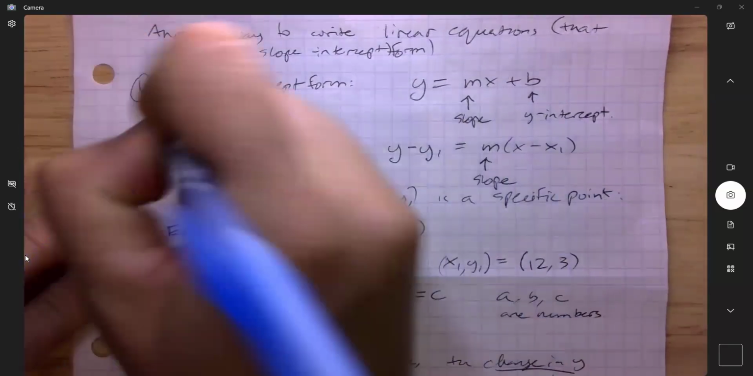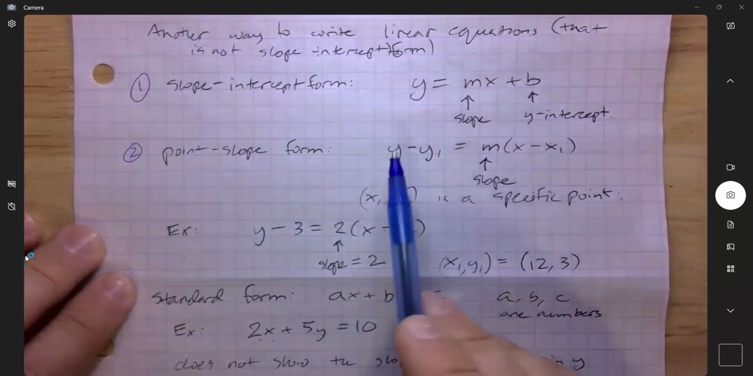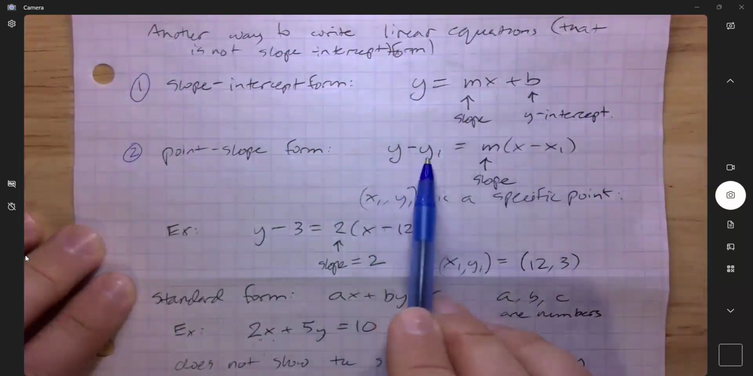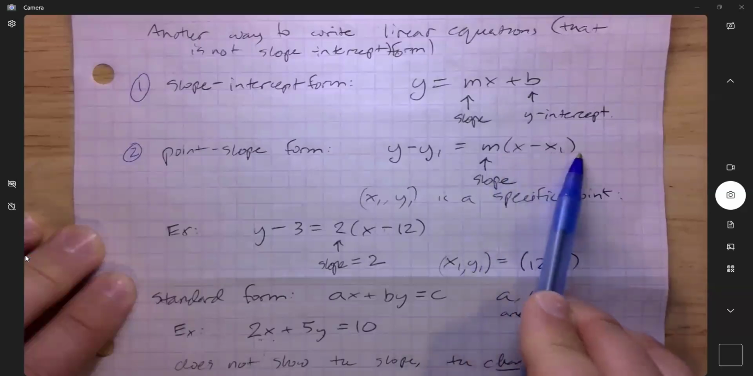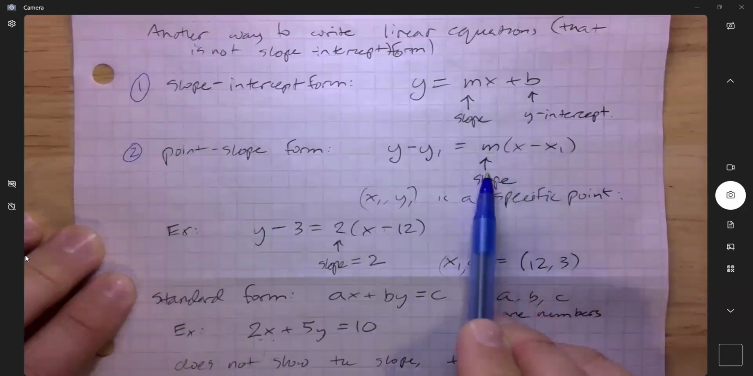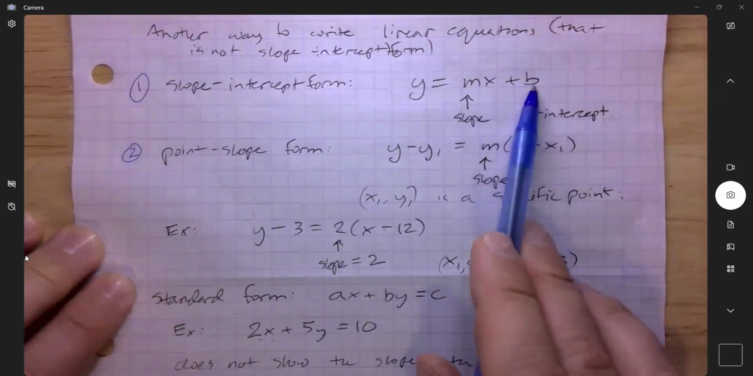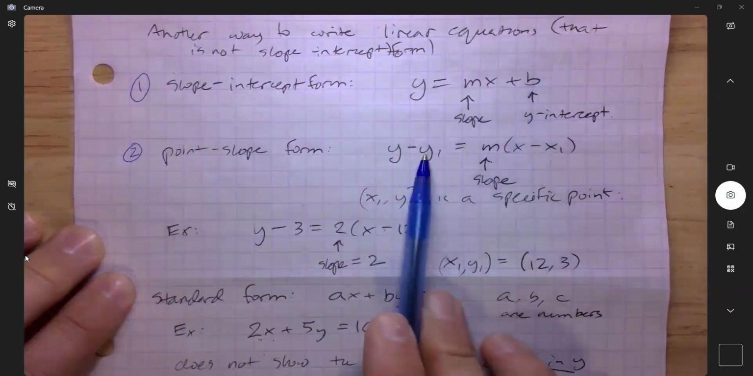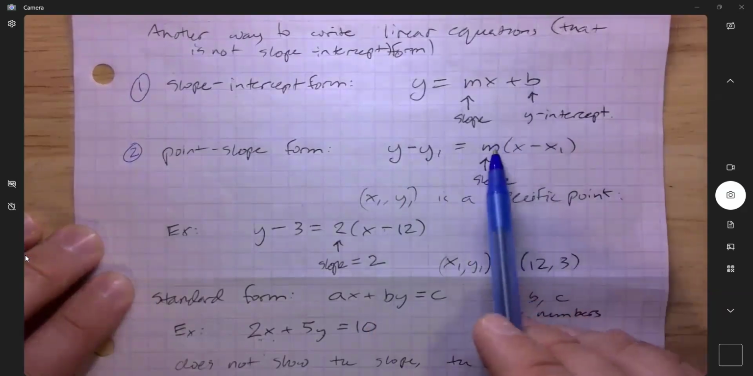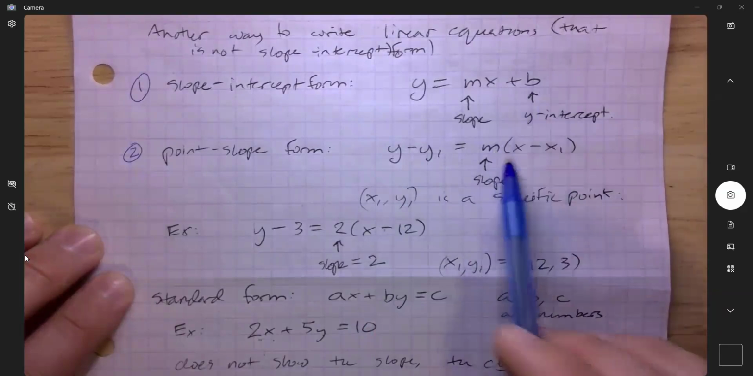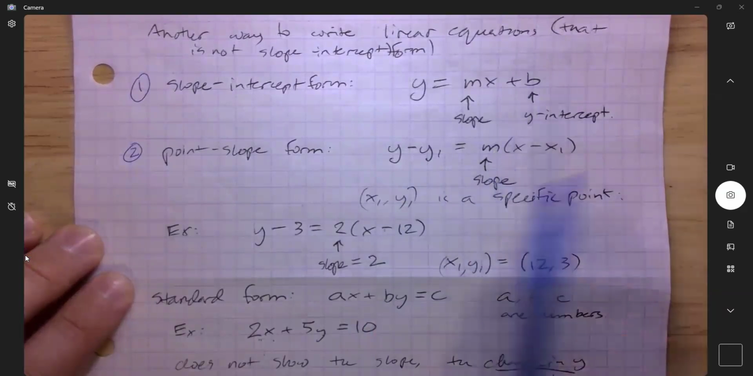There is another form called point slope, and it looks like y minus y1 equals m times x minus x1. M is still the slope, so at least you can read the slope off. But you don't have a y-intercept. Instead, you have a specific point, x1, y1. A y-intercept itself is a specific point, so these are pretty similar, but it's written a little differently. Know that you can still find the slope from the formula.